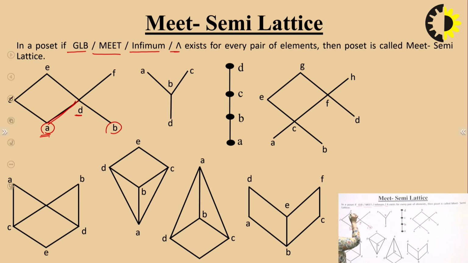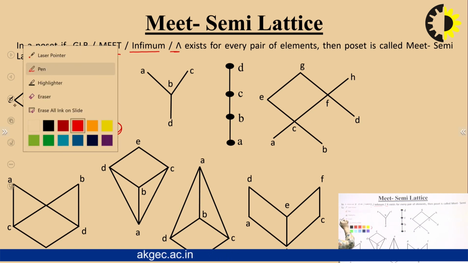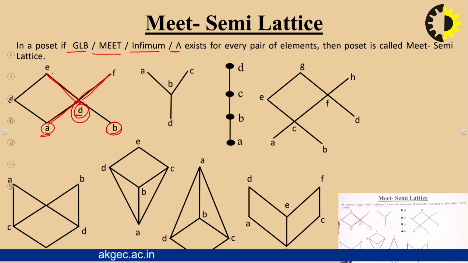Then for E and F, their meet will be D. For F and D, where they meet first, it will be D. For D and B, it will be B. For E and D, it will be D, the very first point where they are meeting. For E and C, it will be C. So with this logic, we find the meet in a Hasse diagram, or we can say in a lattice.